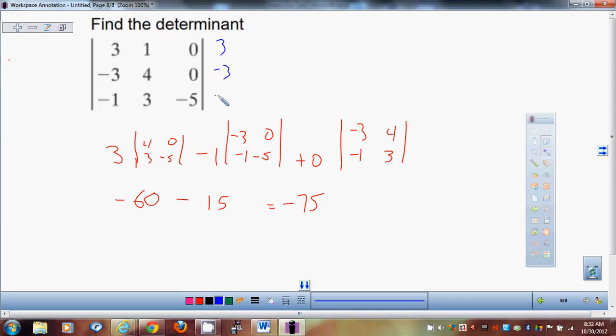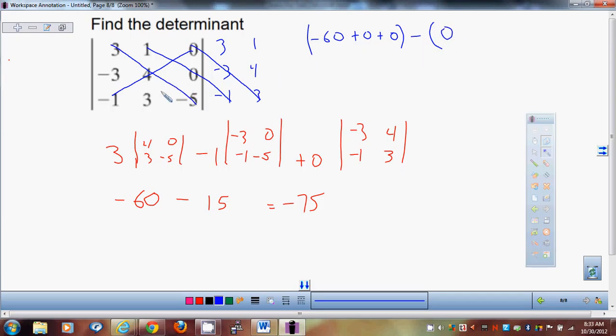If you chose to do the diagonals method, then you would have written down your first two rows again. And here you go. 3 times 4 times negative 5 is negative 60. 1 times 0 times negative 1 is 0. 0 times negative 3 times 3 is 0. Add all those together. Subtract the other directional diagonals: 0, 0, and positive 15. Oh, that's right. Thank you. Negative 60 minus 15 is also negative 75, so you can do it either way.